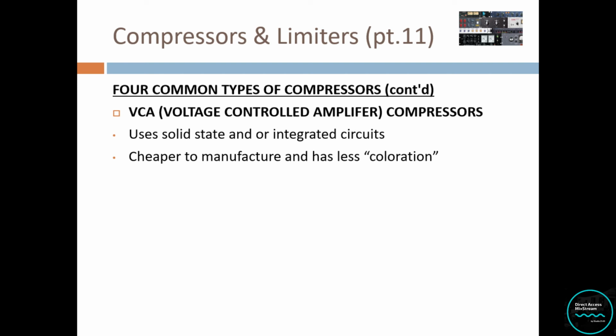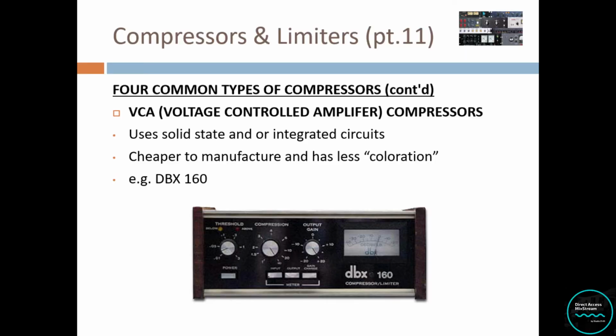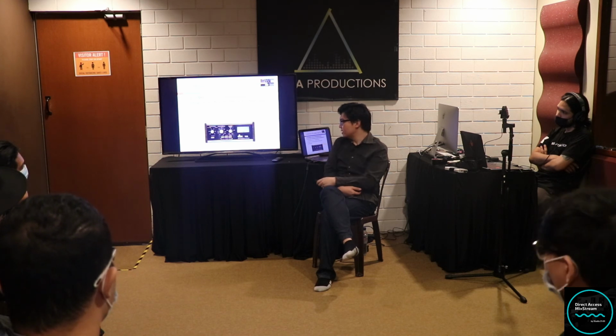Again, if they are solid state, if they're using ICs, usually these are a lot cleaner, right? So sometimes you want something clean, sometimes you want something with a little bit more color. A good example would be the DBX 160, okay? I think we have a DBX 160 inside, but inside is a 160A. It's a slightly different version. This is like the old DBX 160.